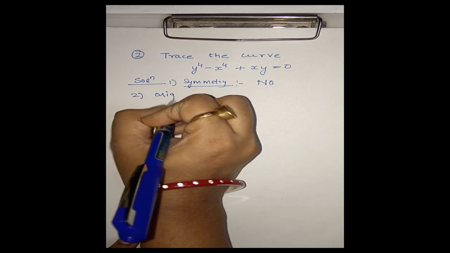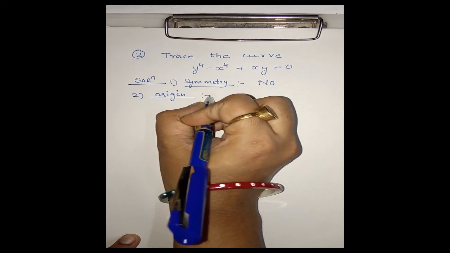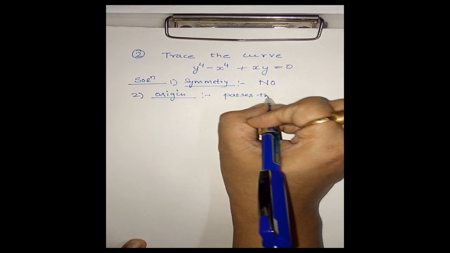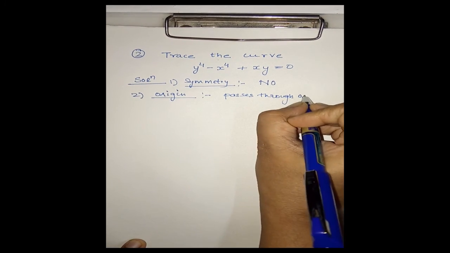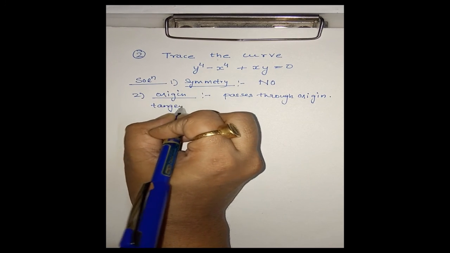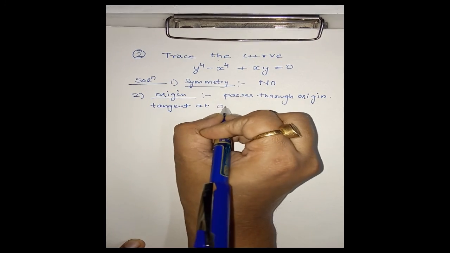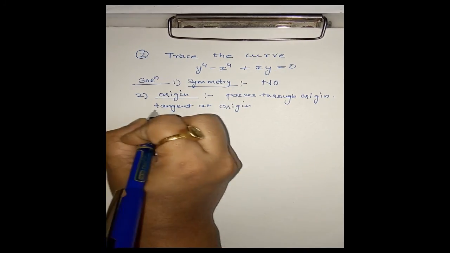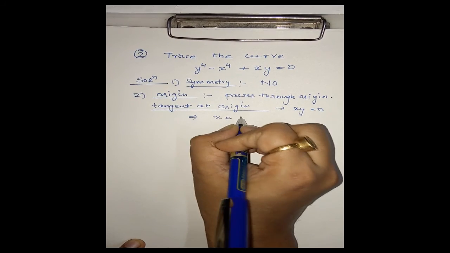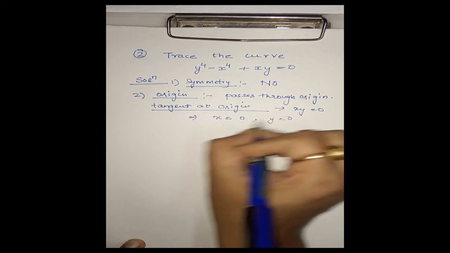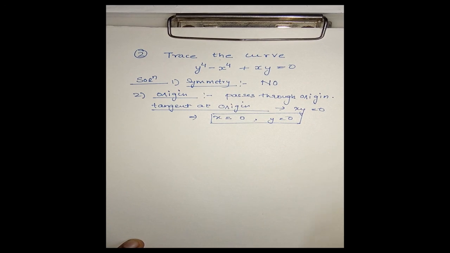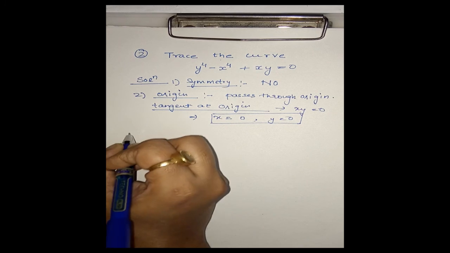Second point is the origin. On taking x to be 0 and y to be 0, the equation is satisfied, therefore this curve passes through the origin. Next we have to find the tangent at the origin. Now the tangent at the origin is obtained by equating to 0 the lowest degree term, that is xy is equal to 0. This will give us x is equal to 0 and y is equal to 0. Means these two are the equations of tangents at the origin. X-axis and y-axis are the tangents at the origin.